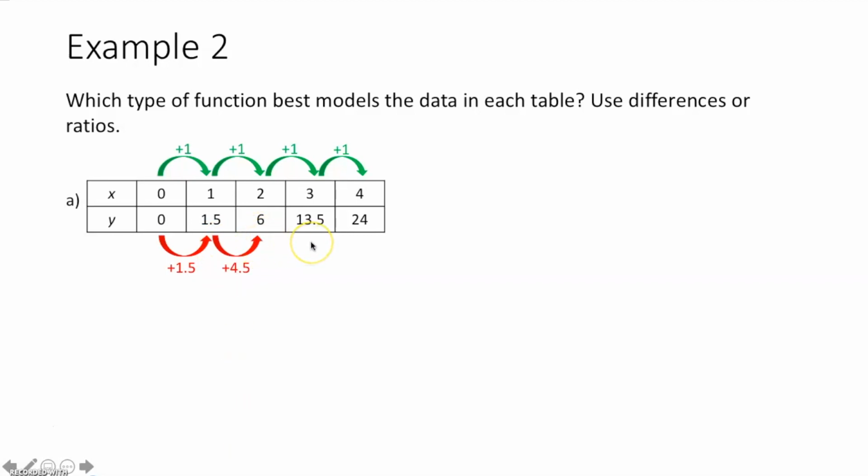From 6 to 13.5, we're adding 7.5. And then from 13.5 to 24, we're adding 11.5. Okay, so there's not a constant difference. Let's check the second difference.